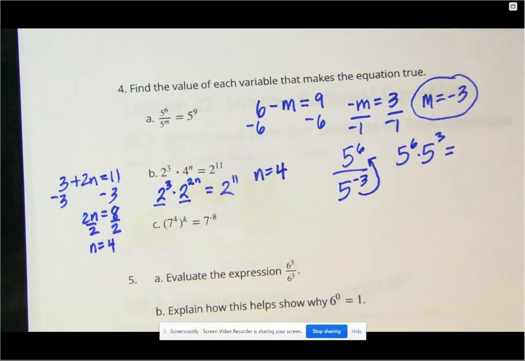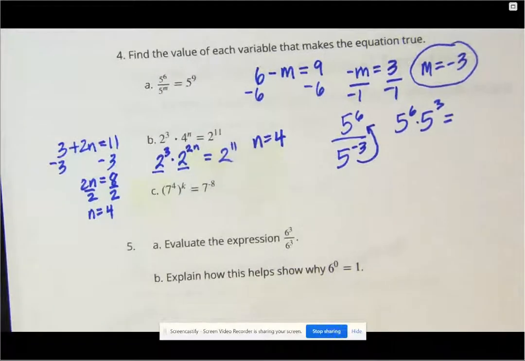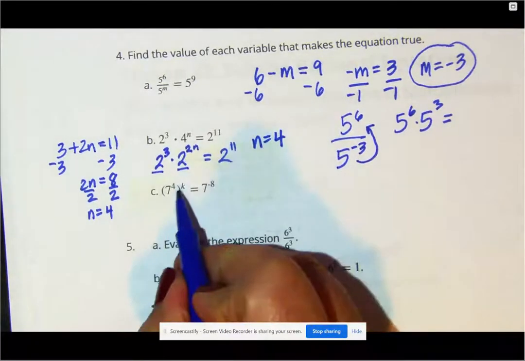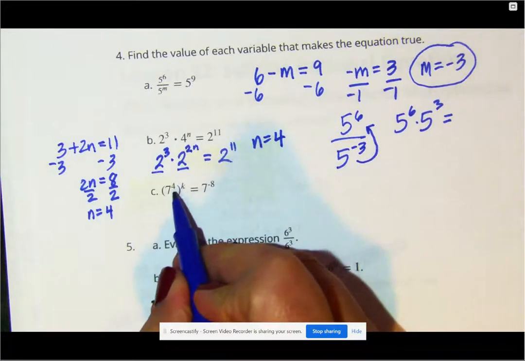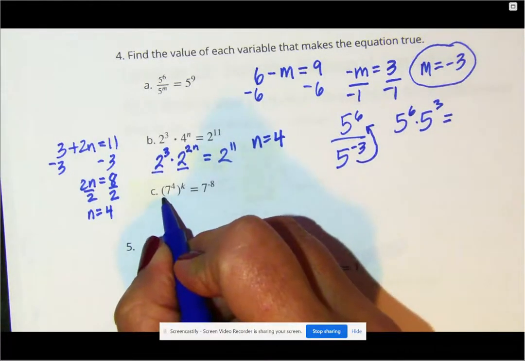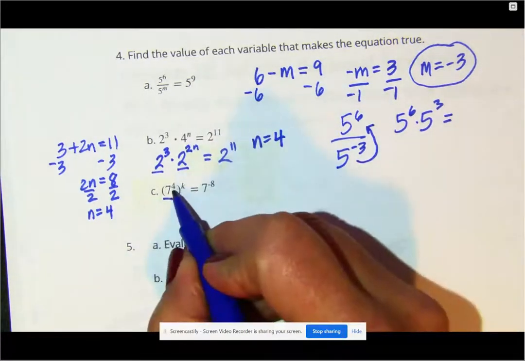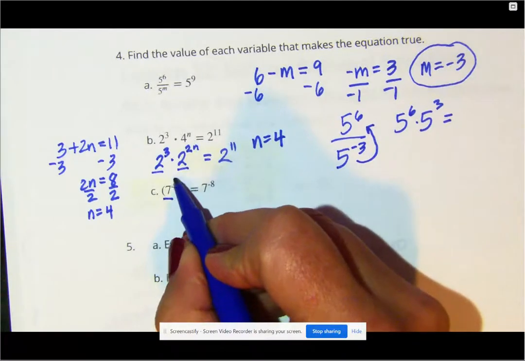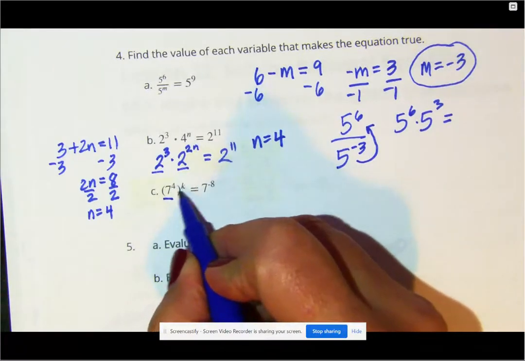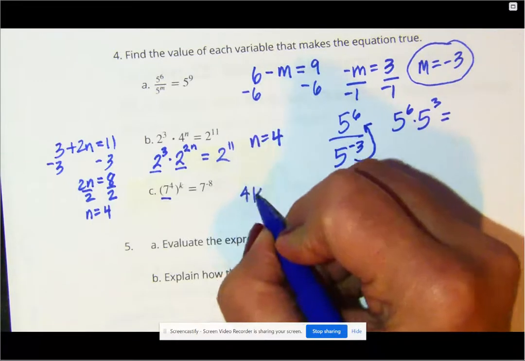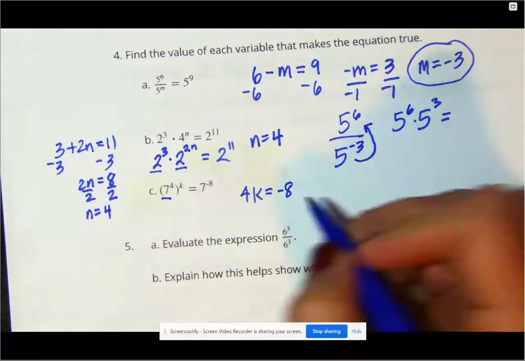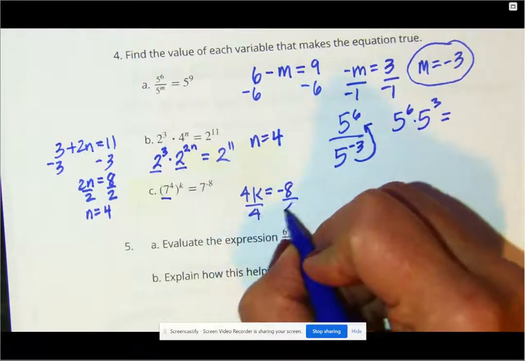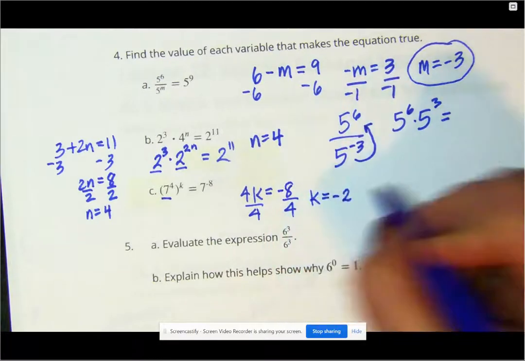Letter C, 7 to the 4th, all being raised to the k power, is 7 to the -8. Now this shortcut, when you have a base being raised to a power, being raised to another power, the shortcut is you multiply those. So you have 4k equals -8. Divide both sides by 4. K is -2.